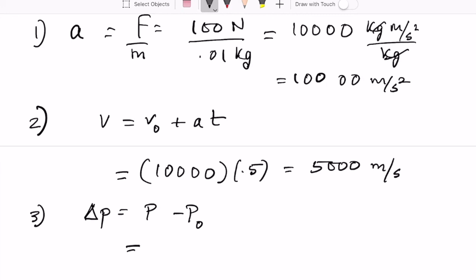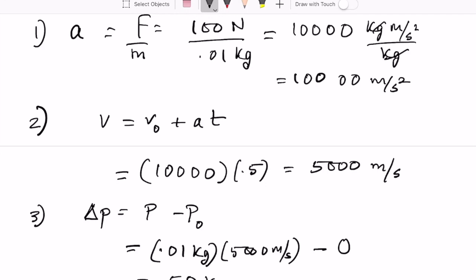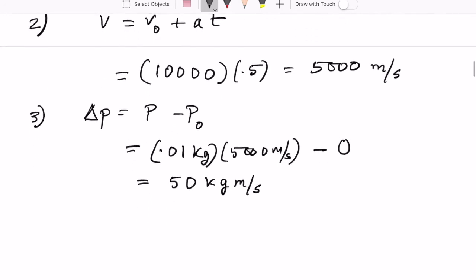The initial momentum was 0. What about the final momentum? The final momentum is the mass of the bullet, which is 0.01 kgs, multiplied by the velocity of the bullet, which is 5,000 meters per second. And so that's just going to be 50 kg meters per second. So that is the change in momentum, right?